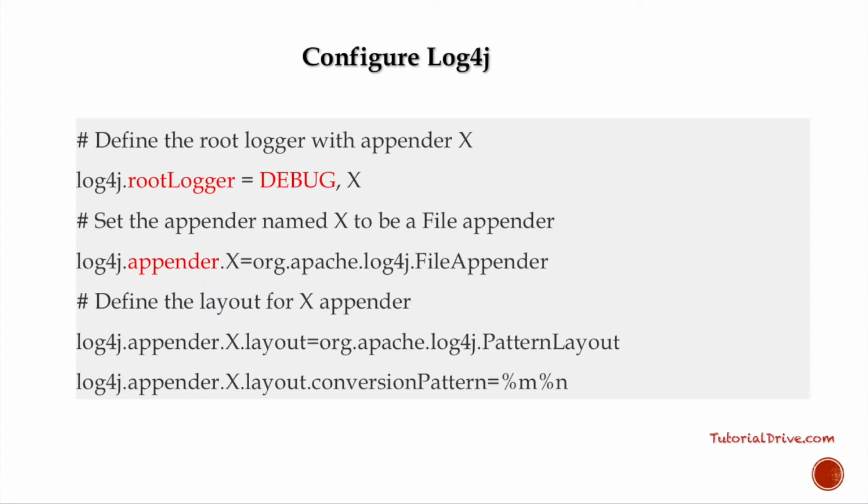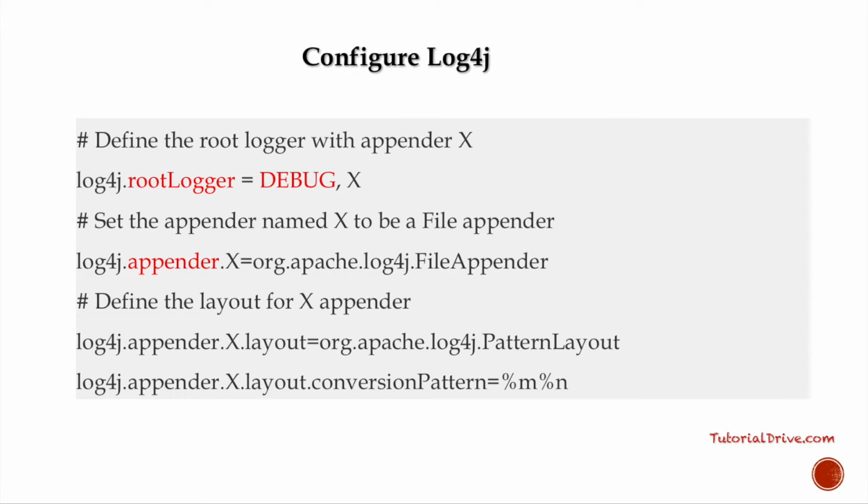The log4j properties syntax is something like, first we have to define the root logger along with the appenders which we'll be using in the properties file. So you could go like log4j.root equals, you would write what is the level which you want to set and also what are the appenders you'll be using in the properties file. Then next you would write the appenders.